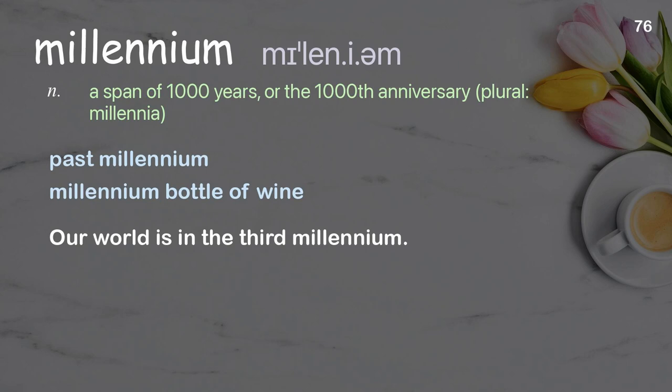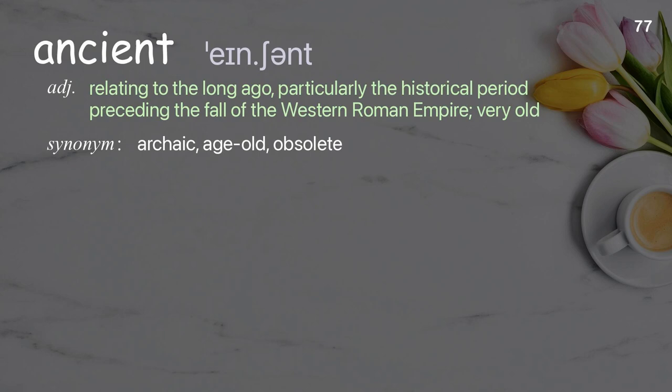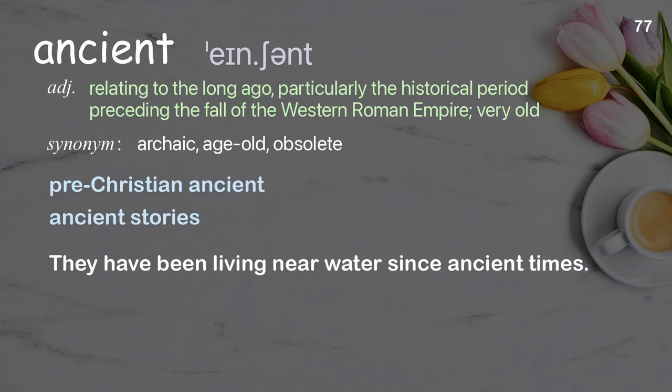Ancient. Relating to the long ago, particularly the historical period preceding the fall of the Western Roman Empire, very old. Examples. Pre-Christian ancient. Ancient stories. They have been living near water since ancient times.